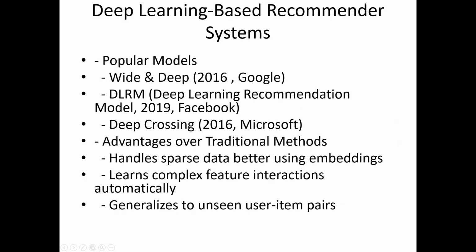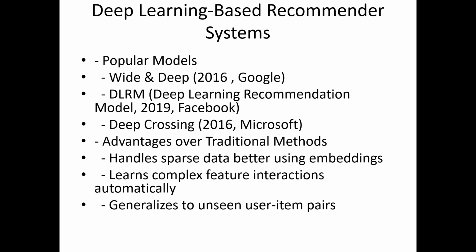In 2016, Microsoft introduced Deep Crossing, and Google introduced Wide and Deep. 3 years later, Facebook presented DLRM, which is Deep Learning Recommendation Model. This marked the era of deep learning in recommendation systems.